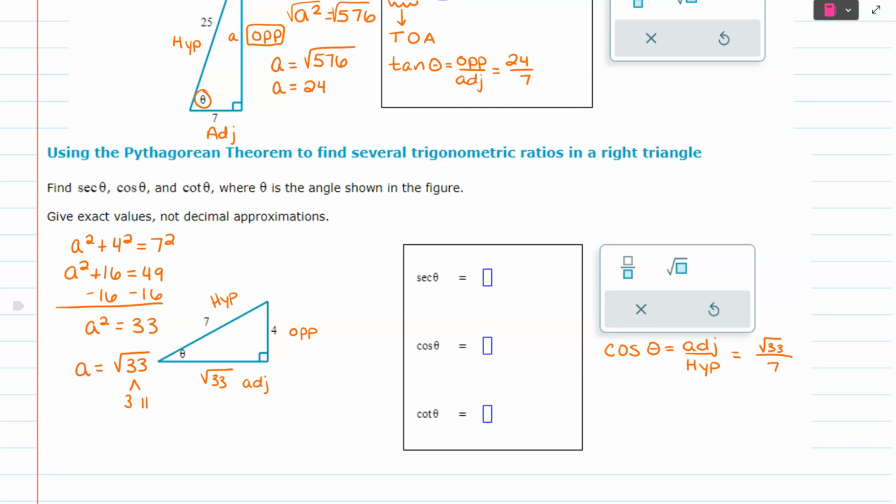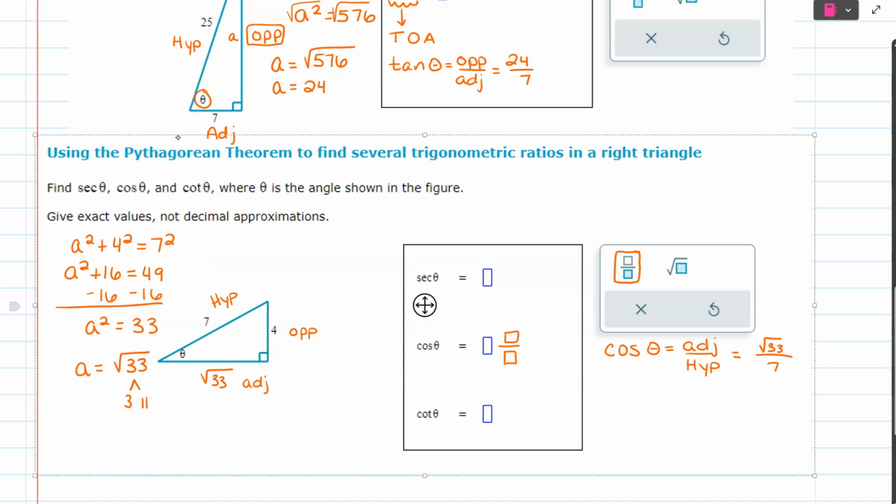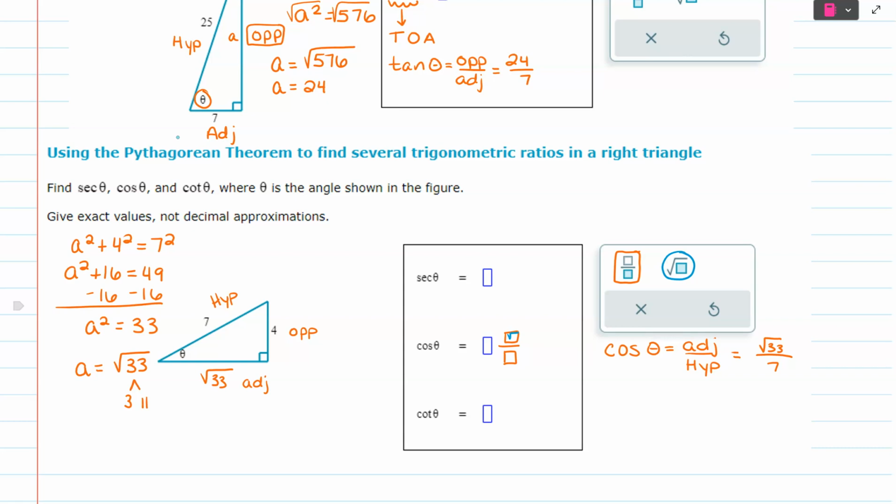Now when you're doing this in ALEKS, first I would put in your radical or your fraction, and that automatically gives you this as your input. And then second, use your square root button when you're up here. Because this is just the square root of 33 and then that whole thing is over 7. You don't want to put the over 7 in with the square root. It needs to be outside the square root.